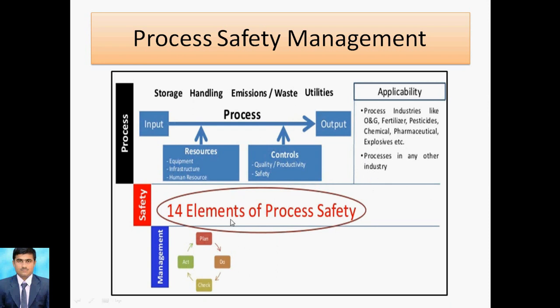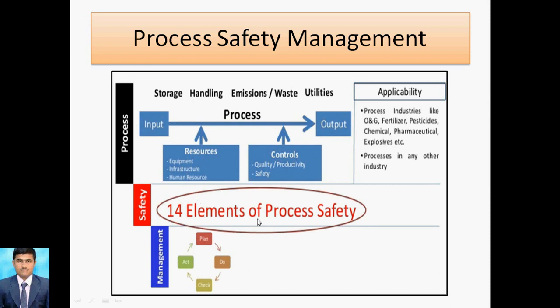So for safety purposes, we have 14 elements for process safety, and that's why we can manage it with plan, do, check, and act. So this type of activity can be followed for process safety management, because before the use of equipment or infrastructure with the human resources, we can plan it, and after doing or checking these processes, then it should be acted on in an output mode. So these are the conditions we have to check over here. With the 14 elements, safety will take place.